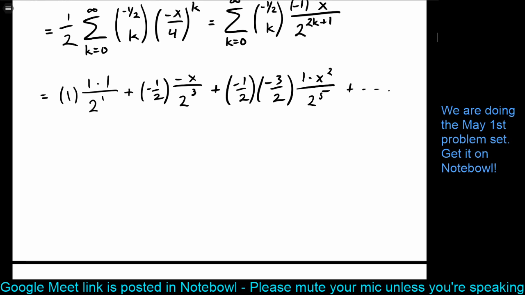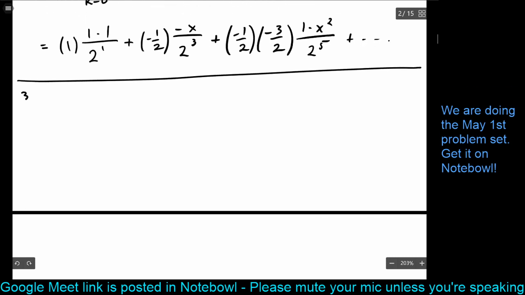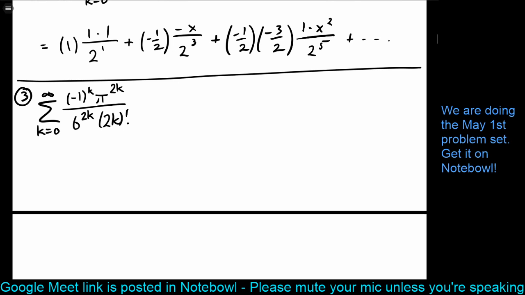Okay, cool. Let's go ahead and look at the third problem here, which actually might fit right here on this page. So number 3, we want to find the exact value of this series. So sum negative 1 to the k, pi to the 2k over 6 to the 2k, 2k factorial. All right, so what's going on here? How can we find the value of this series?